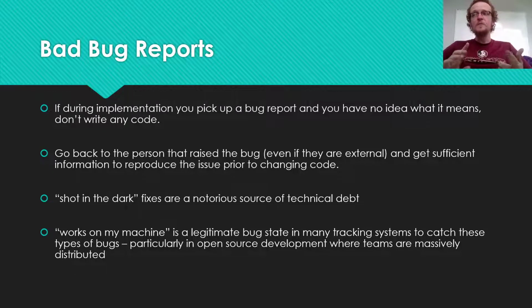So there is often a type of bug or a bug state called "works on my machine." You'll see this all over the place in GitHub and Jira. Basically what this means is that somebody tried to raise a bug report, and no one that has picked up that bug report can reproduce their issue. And this is particularly true in open source projects where people are extremely distributed.